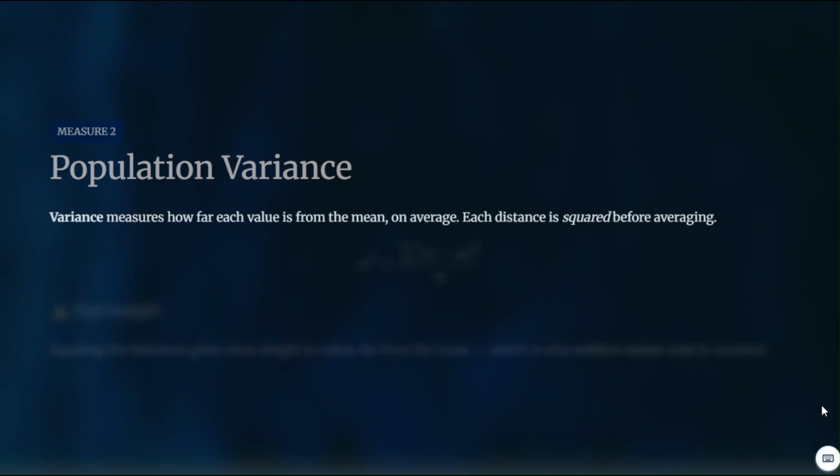The second measure of variation that we'll look at today is the population variance. That is the spread from the mean. The variance measures how far each value is from the mean on average. Each distance is squared before averaging. So for the population variance, we use sigma squared, and that will be equal to the sum of each value x minus mu, that is our population mean, squared, divided by n, where n is the total number of values.